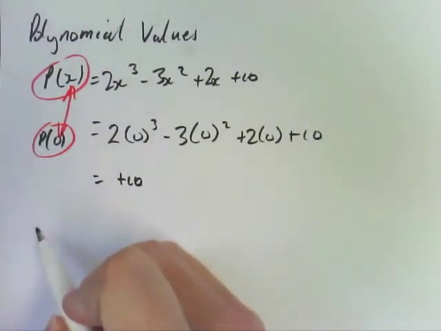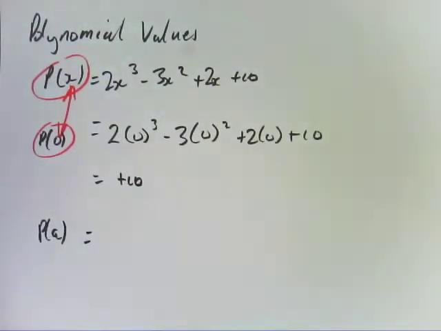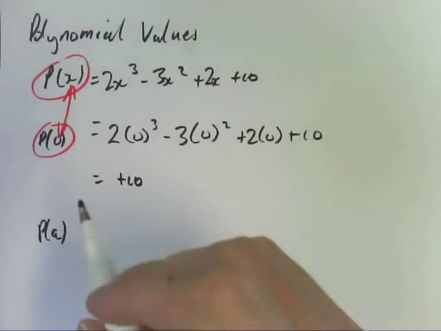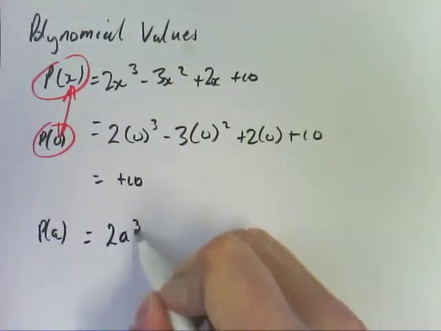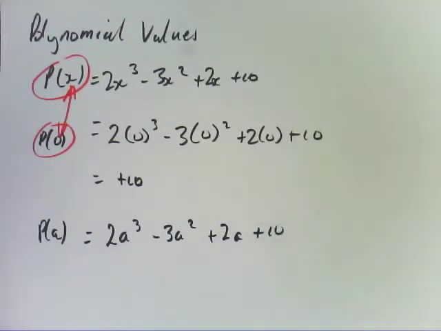So for example, part h says p of a. So we're just putting in a instead of x. That was Michaela sneezing. So it's just 2a cubed minus 3a squared plus 2a plus 10.